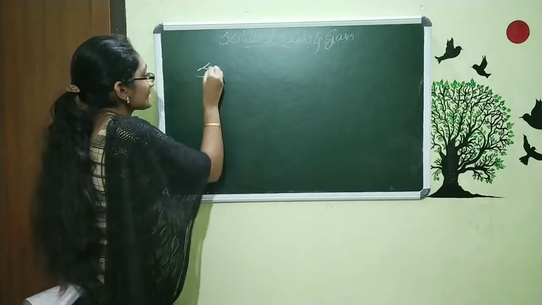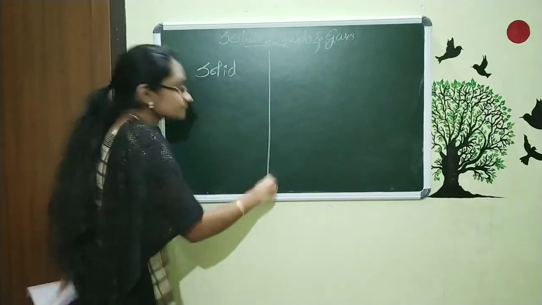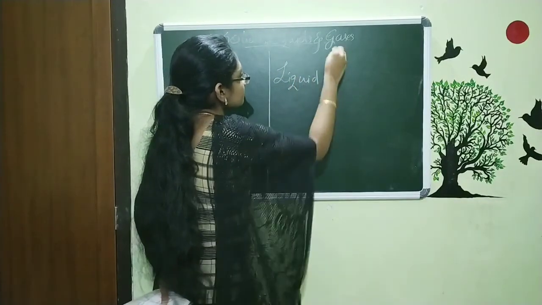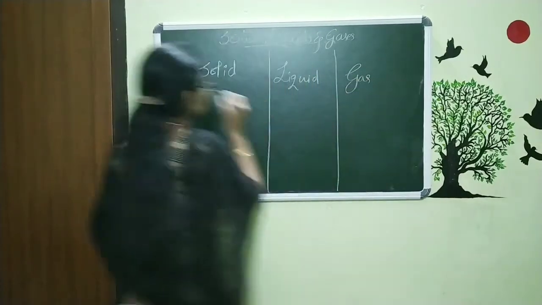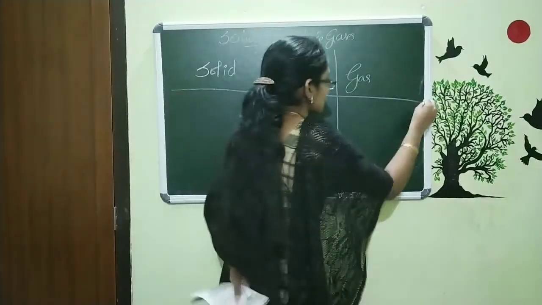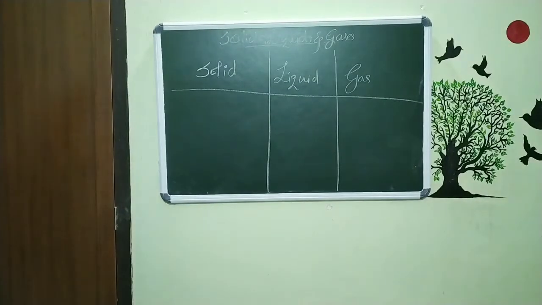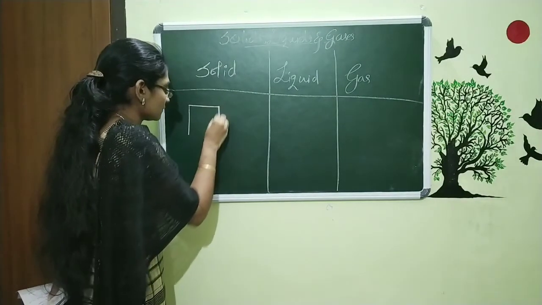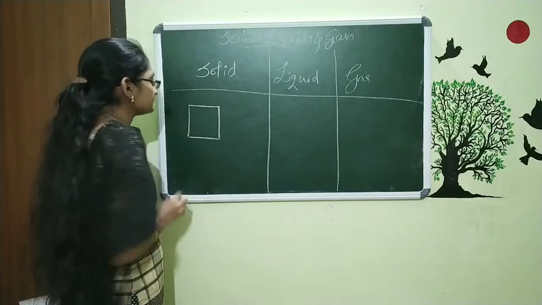That is, solid is here, liquid is here, and also gas is here. Now we are going to compare the molecular arrangement of solid, liquid and gas. I am selecting one brick piece or some sort of cube.